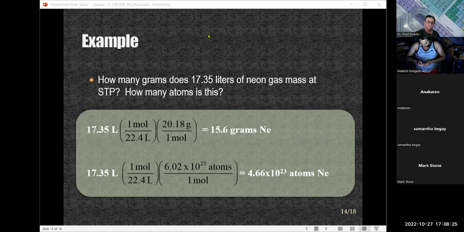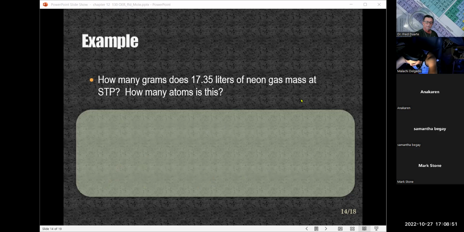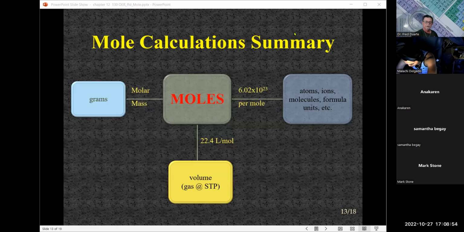All right, so notice our liters cancel, moles cancel, leaving us with the units of atoms, okay? So for these types of calculations, rely on that flow chart to help you go through whichever direction you need to go. Because I can't overemphasize the aid in that flow chart.